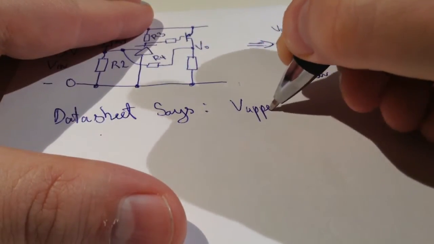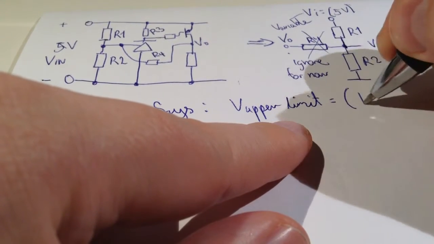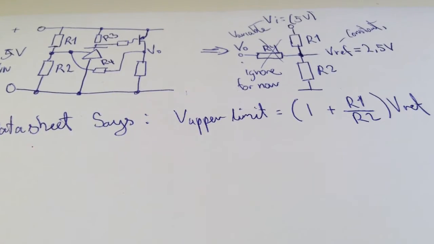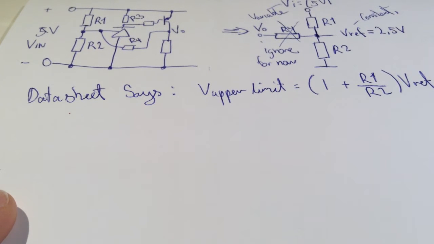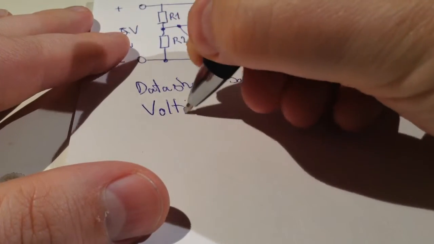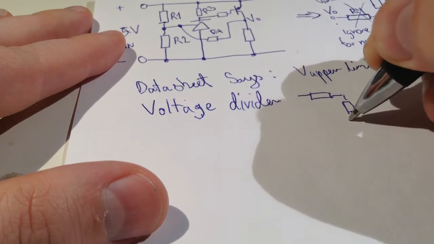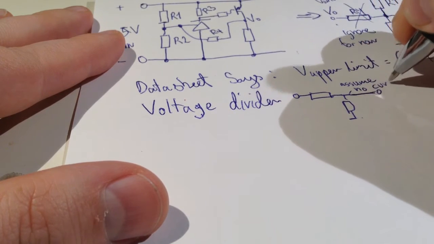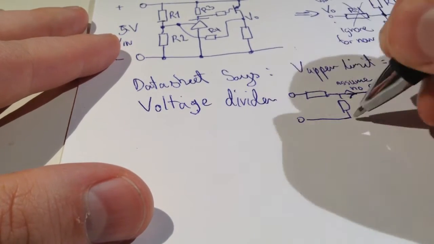So the hysteresis feedback. The datasheet says the upper limit of the voltage equals 1 plus R1 over R2, and all of that is multiplied by Vref, which is 2.5 volt. So a voltage divider is basically two resistors, and the formula for that is also very simple, so let's write it down.